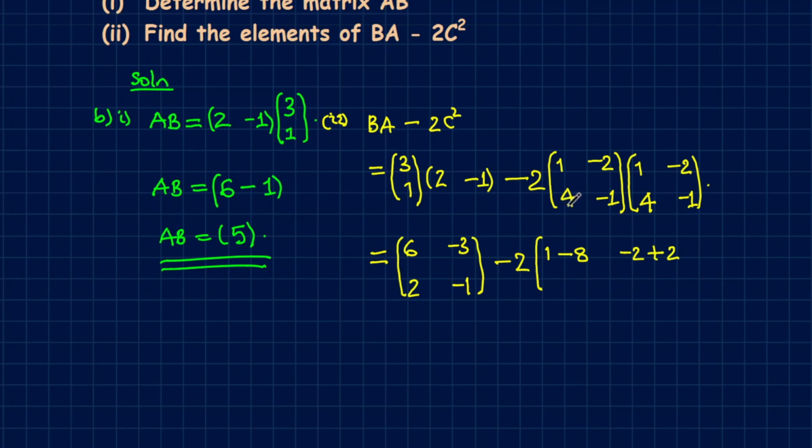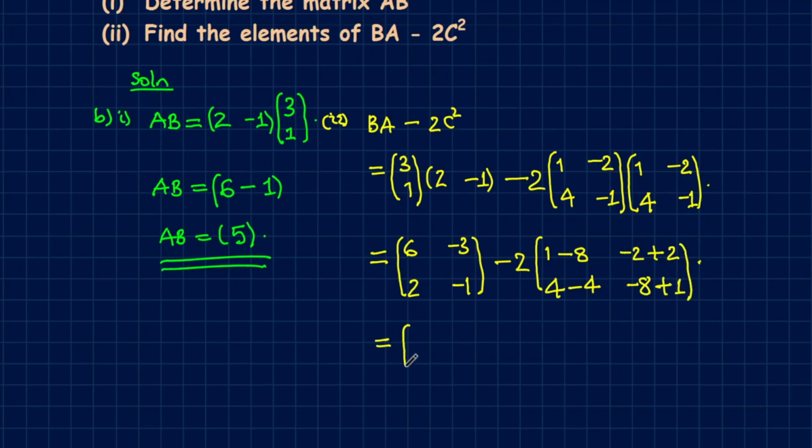Let's move on to the second row and first column. 4 times 1 is 4, and negative 1 times 4 is negative 4. And let's move to the second row and second column. 4 times negative 2 is negative 8, and negative 1 times negative 1, you get positive 1. We also close it over.